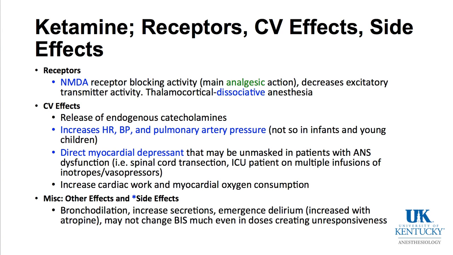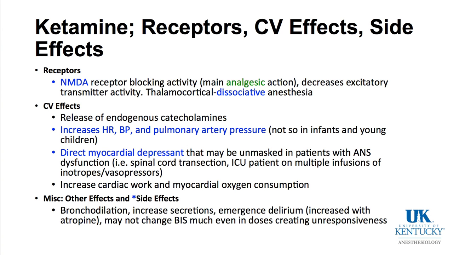However, if you have a patient who has spinal cord transection or has been in the ICU on multiple infusions of inotropes or vasopressors, the direct effect of ketamine, which is myocardial depression, can be unmasked. And so if you give ketamine to a patient with an intact nervous system, you will usually see an increase in heart rate and blood pressure. If they have spinal cord transection, you may actually unmask and see the direct myocardial depressant effect of ketamine.